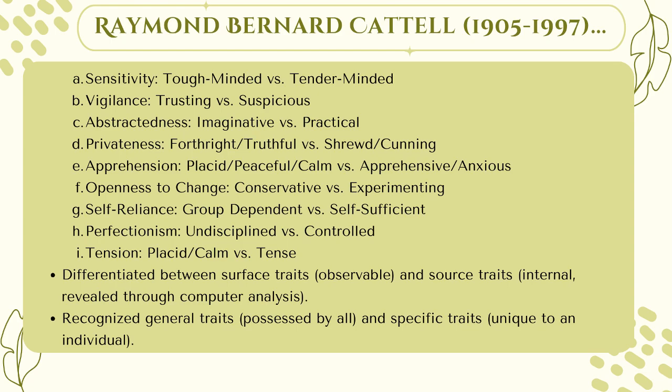According to Cattell, these are surface traits, which are observable patterns of behavior, and source traits, which are essential and internal traits responsible for our overt behavior. They can be identified only by means of computer analysis of all collected data. He also distinguished between those traits possessed by all, general traits, and those typical to only one person, specific traits.